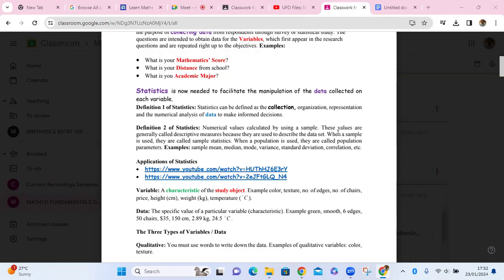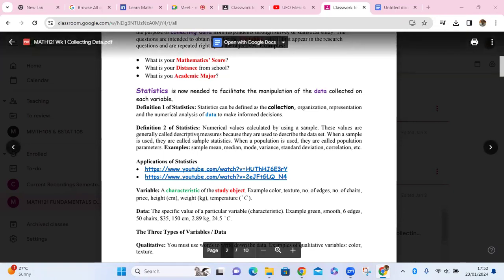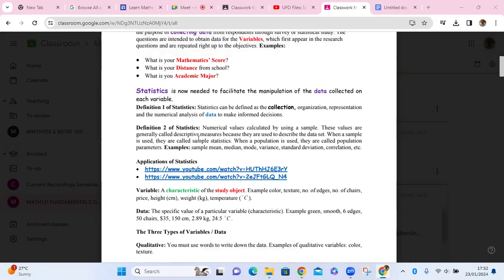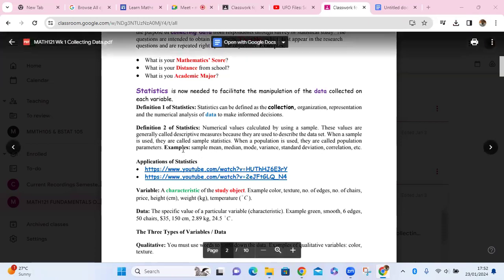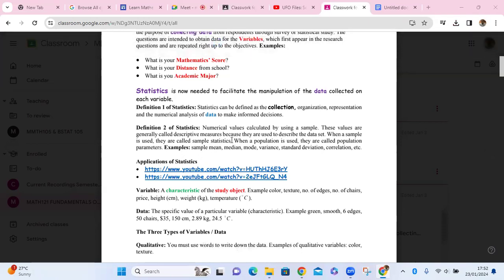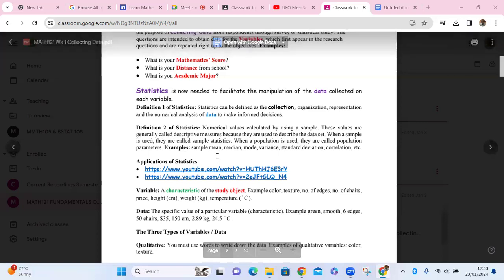So it continues to say these values are generally called descriptive measures, because they are used to describe the data set. When a sample is used, they are called sample statistics. But if you use a population, they are called population parameters. Examples of these types of numbers are the mean, the median, the mode, the variance, the standard deviation, correlation. So for example, if you collect data from an entire population and you calculate the mean, that mean is called a parameter because a population was used to calculate it.